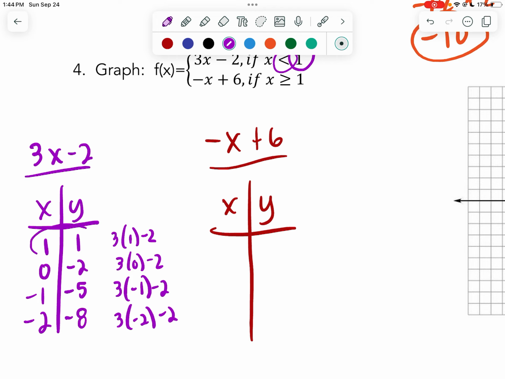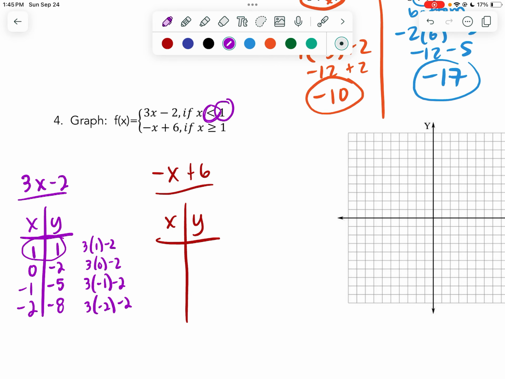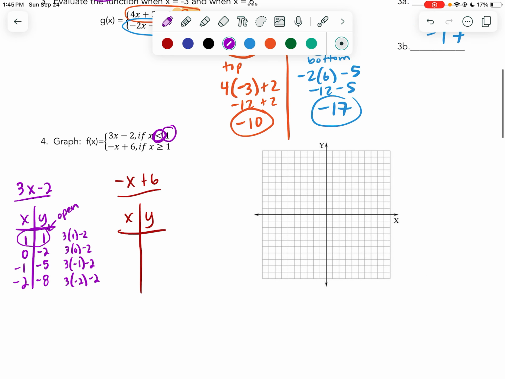Okay, now that first point we have to decide, is it open or closed? Since from that inequality it was a less than, that means this is an open circle. So I can plot those points. So 1, 1, that's open. 0, negative 2. Every point after that's just regular. Negative 2, negative 8. So here's my first line.